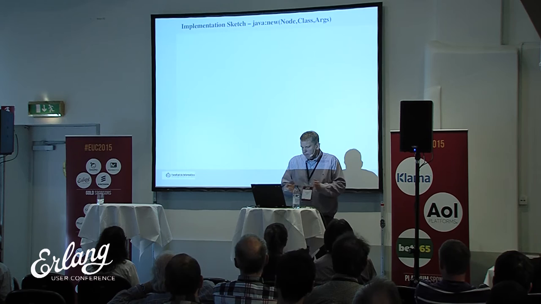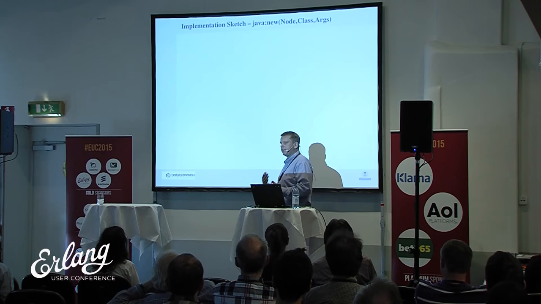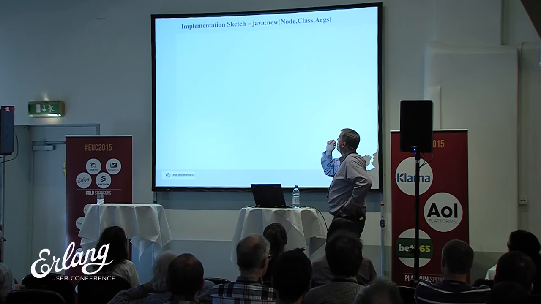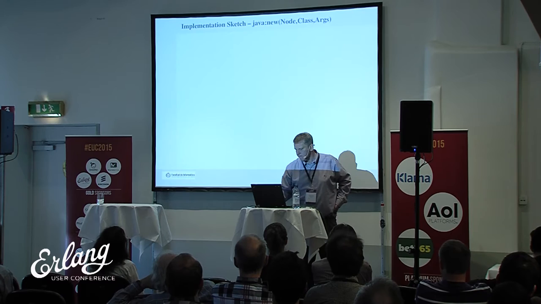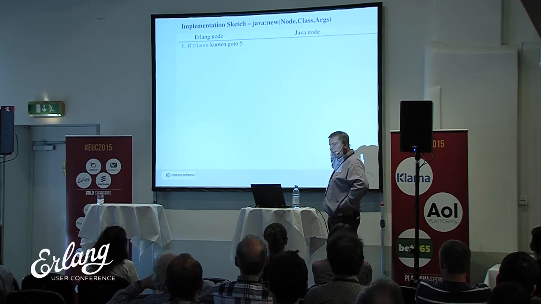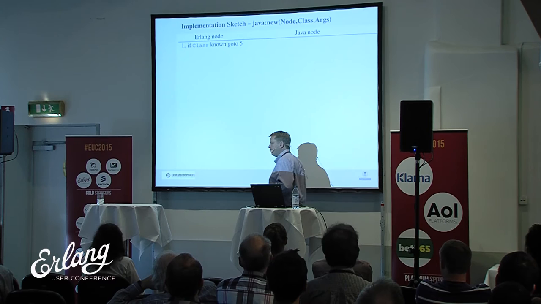So, implementation sketch: how do we do it? Because this could be interesting for other people that want to do the same thing later on in other languages or for Erlang as well. So how do we implement the new function that creates a new object instance, given a node, given a class name, an atom, and giving us a list of arguments, okay? So let's do it step by step. The first thing we do is on the Erlang side, on the Erlang node, because that's the caller, always Erlang is the caller, and Java is the recipient.